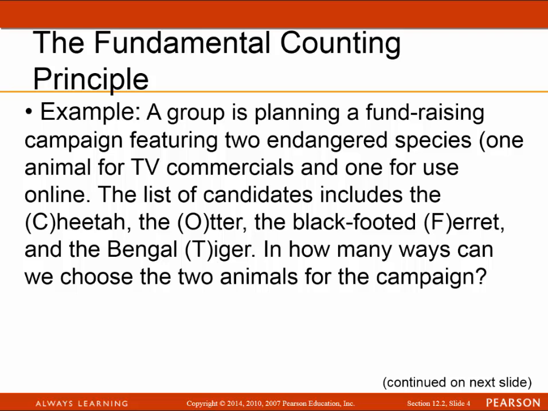A group is planning a fundraising campaign. Now they're going to use two different endangered species, one for a TV commercial and one for online. The candidates are the cheetah, the otter, the ferret, and the Bengal tiger. In how many ways can we choose the two animals for the campaign?